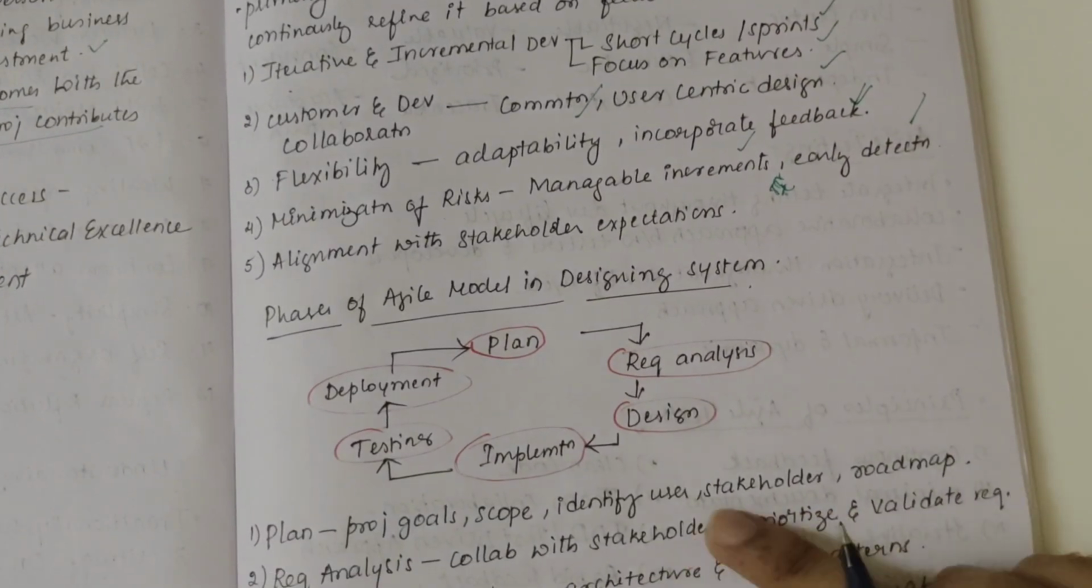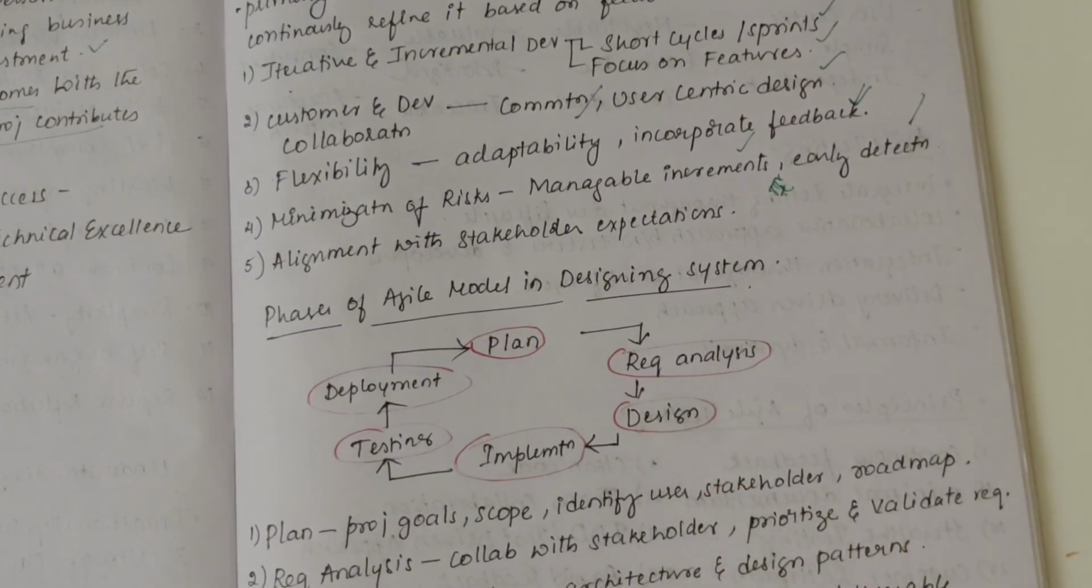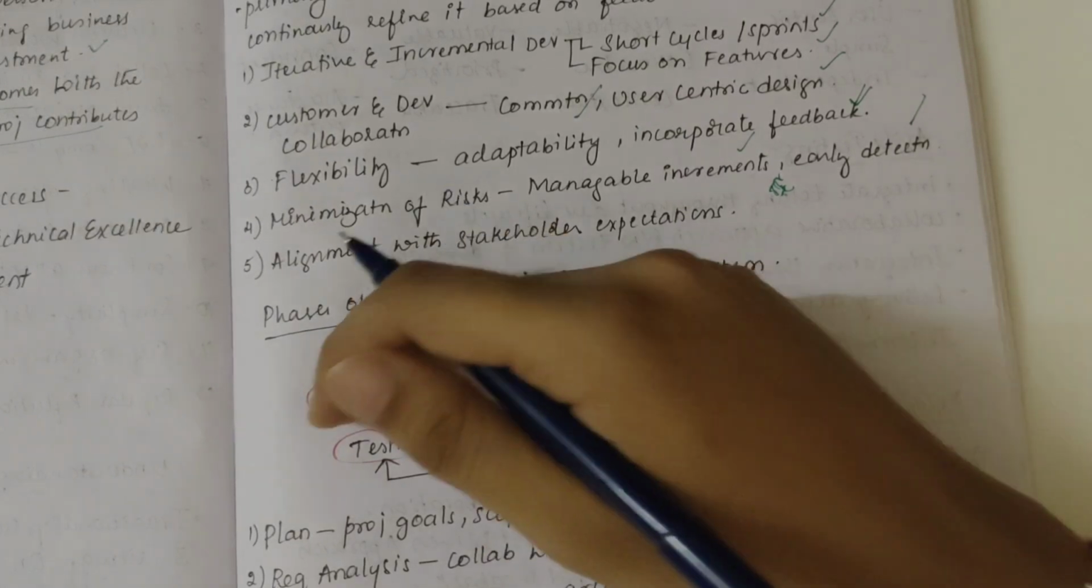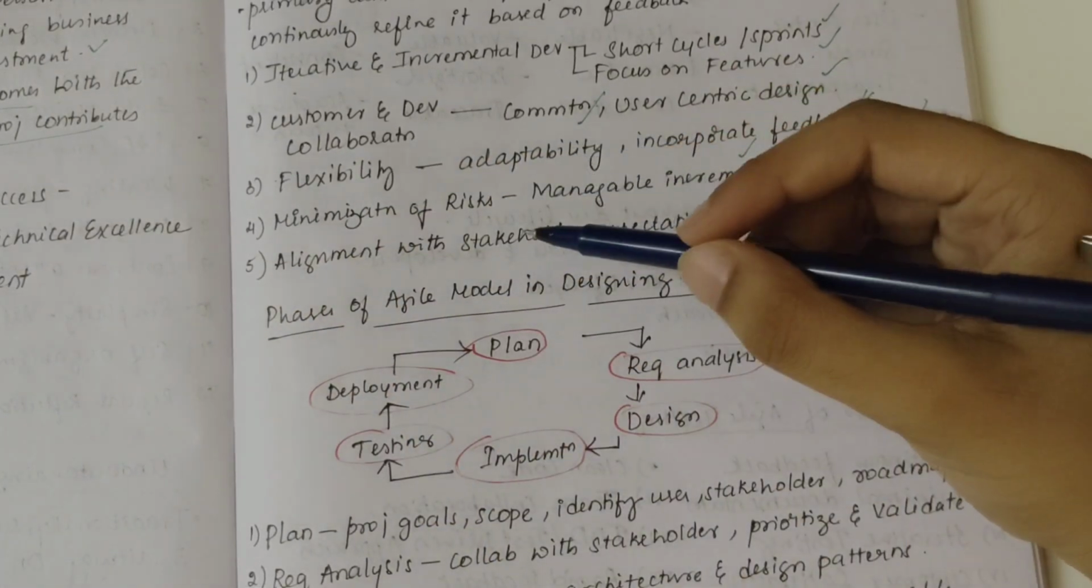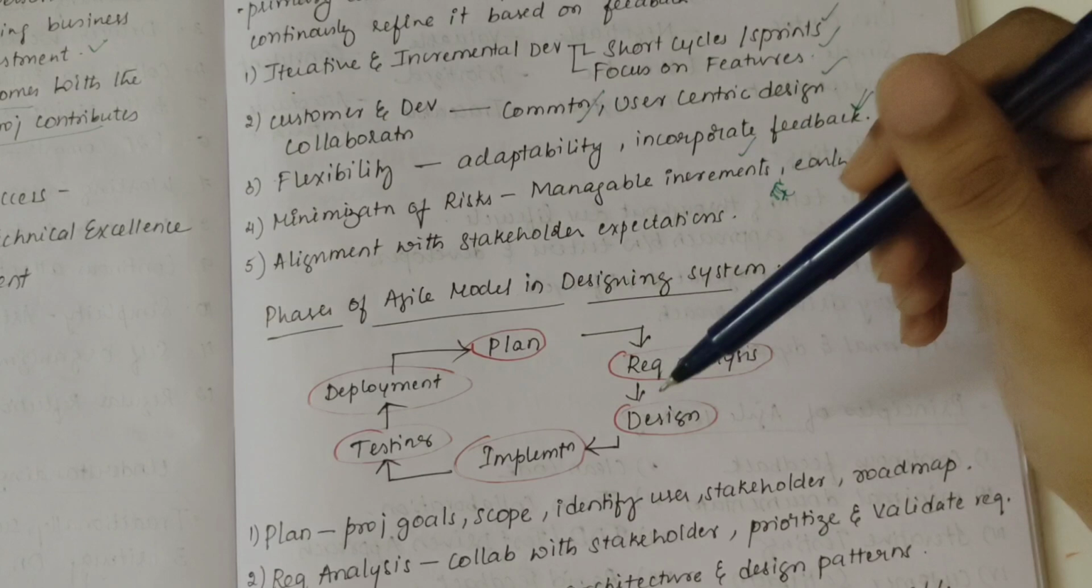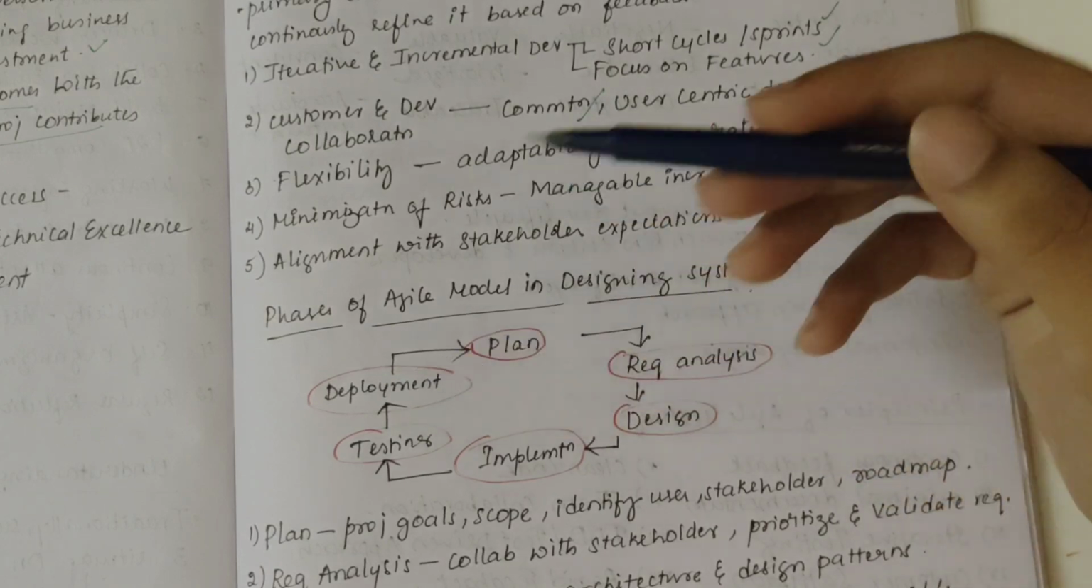Next we have the plan of agile model in designing a system. So again, here we have different levels, different phases. The first one is plan, requirement analysis, design, implementation, testing and development.